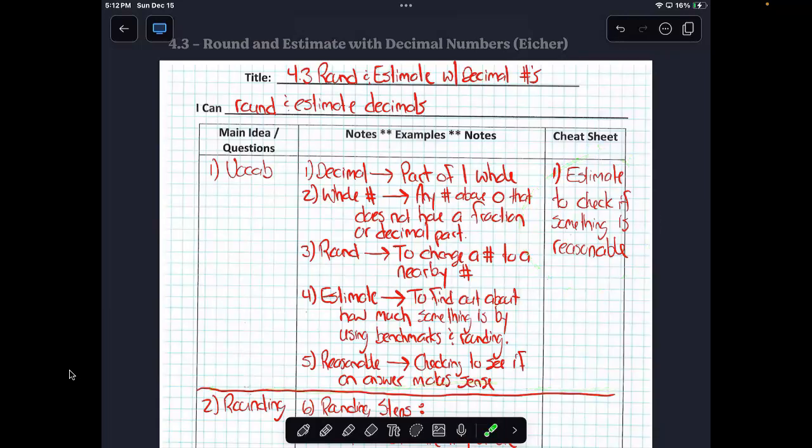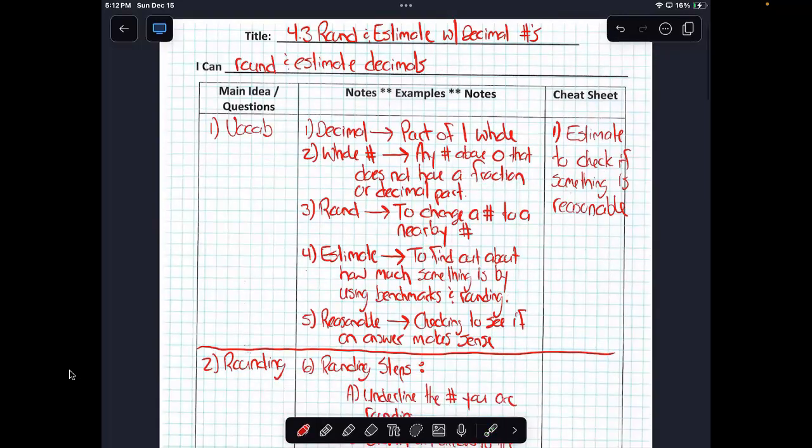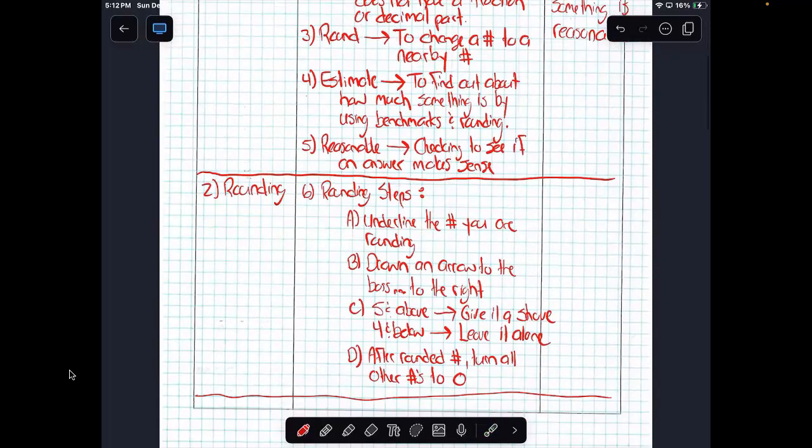The next main idea that we need to go through is number 2, rounding, and this is just a basic review on the steps for rounding. So in your notes, you should be writing rounding, number 2 main idea, and then note 6 is the rounding steps. Again, review of something we've been doing all year.